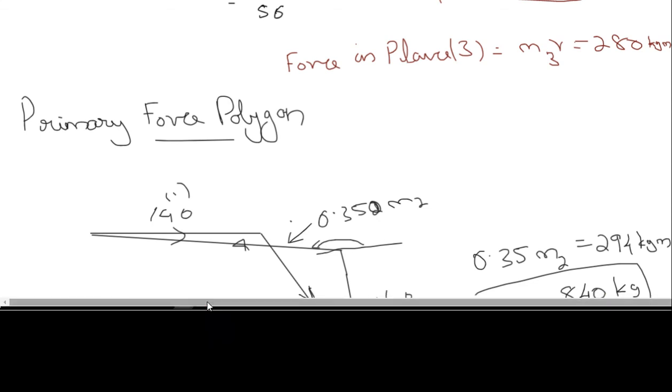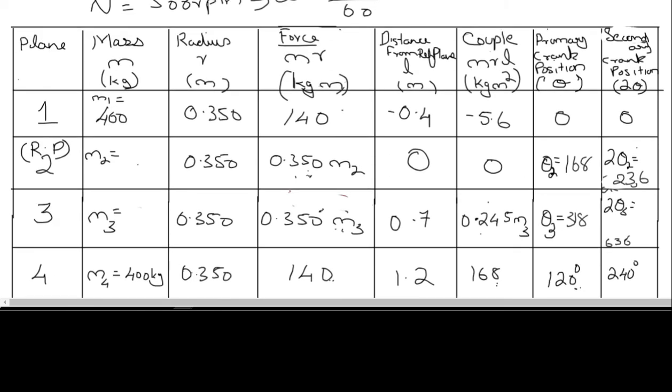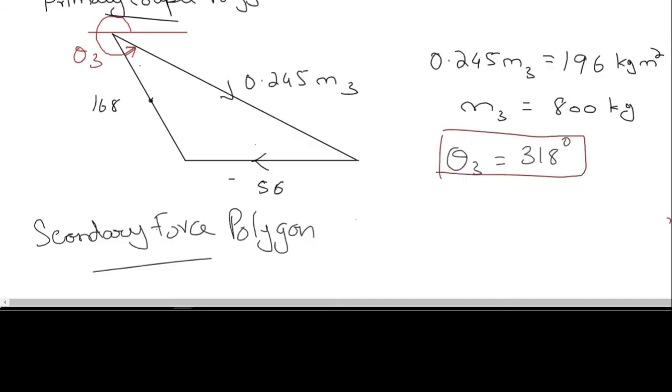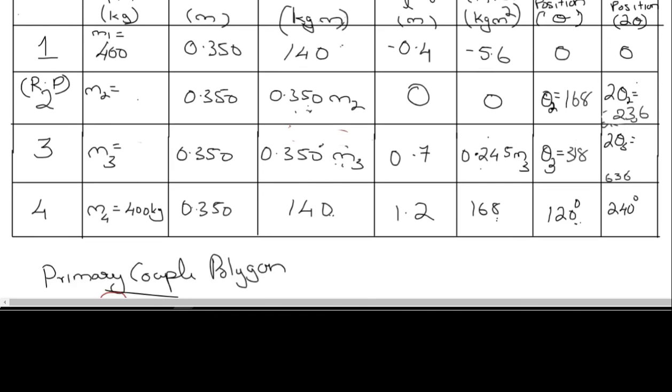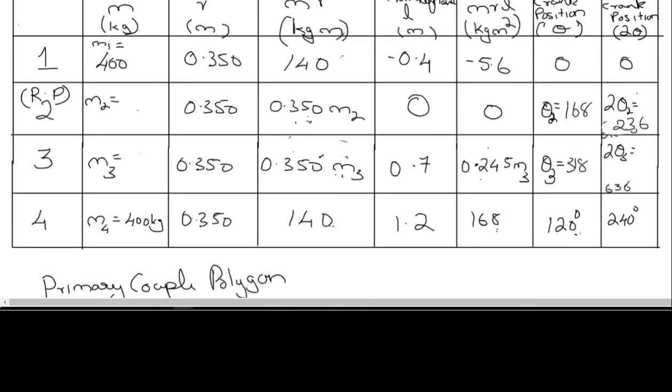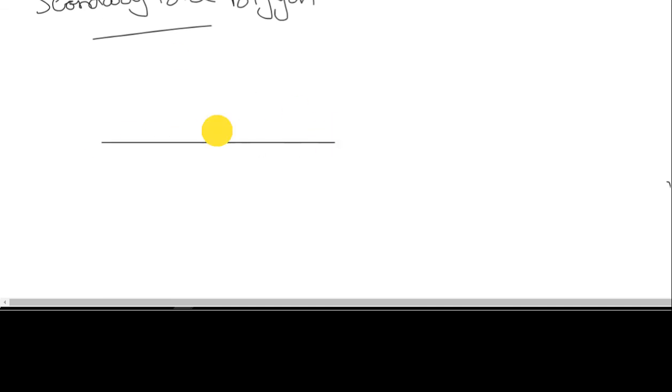Okay, so let's move on to drawing the secondary force polygon to find out the secondary unbalanced force. The forces' magnitude will remain the same as these primary forces. Only thing is the angular position will be changing. So taking 140 as the first force, we will draw it according to the scale. Since it is positive, it is drawn towards the right.